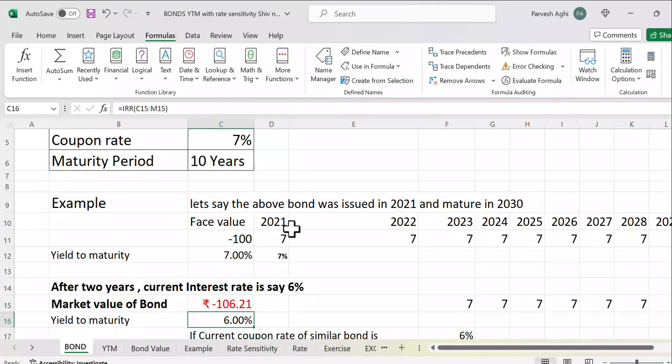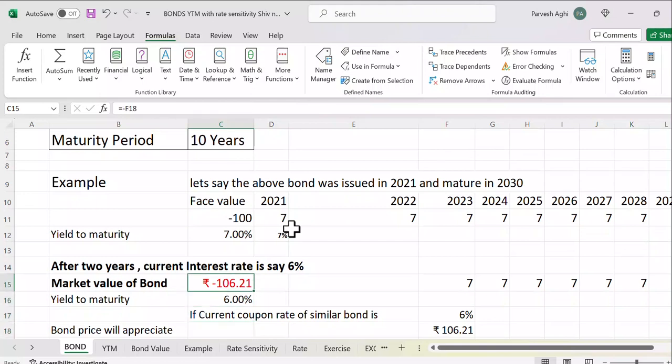Now, if you go and look at the price of the bond, ideally speaking, this bond should be selling at 106.21. Why so? Because it will give you the same 6% yield to maturity, equivalent to the current bond issued by the same company now. If you buy the bond, either second-hand or new, it will carry the same kind of return. Otherwise, people will all start buying old bonds rather than buying from the issuer. So the bond will appreciate to 106.21.